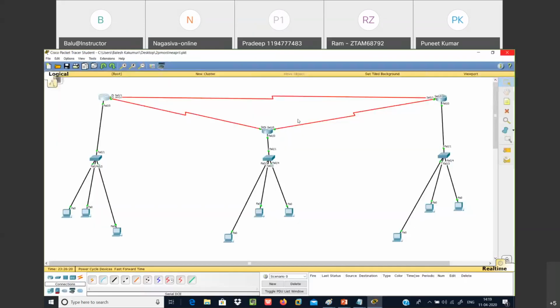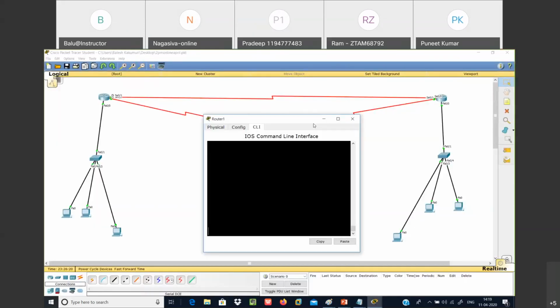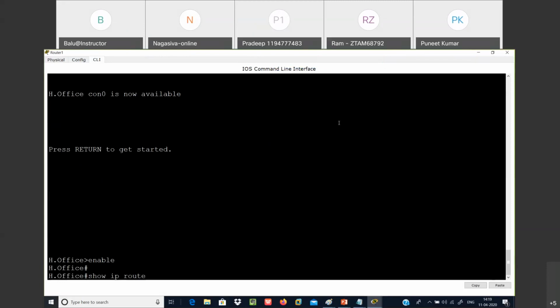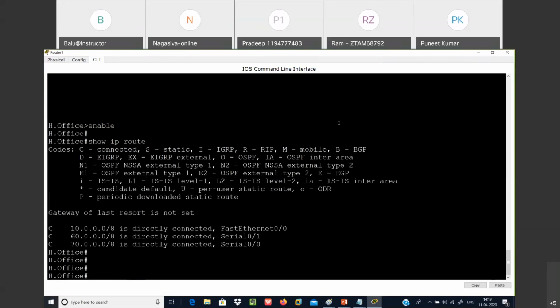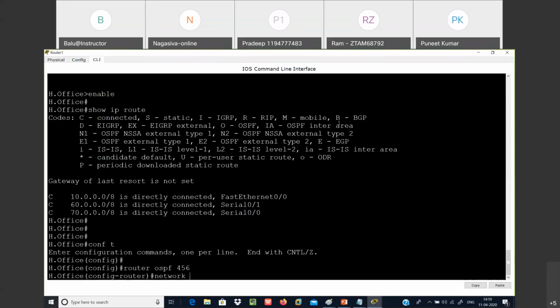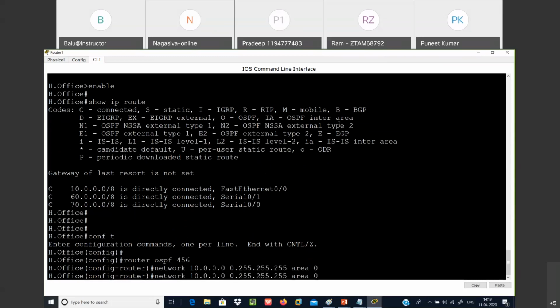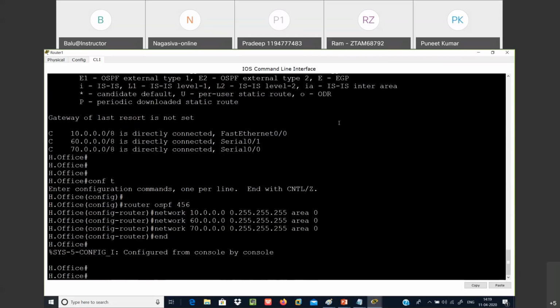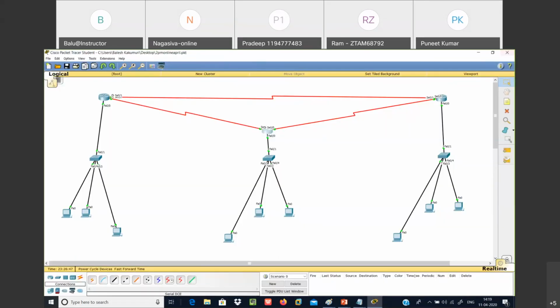Let me configure the middle router, which is the head office. Enable, show ip route. The routing table you can see here. Configuration mode. Router ospf 456, the process ID. Network 10.0.0.0, wildcard mask 0.255.255.255, default area ID 0. And the second network 60, the third network 70. Let me end. So the head office router configuration is also done.